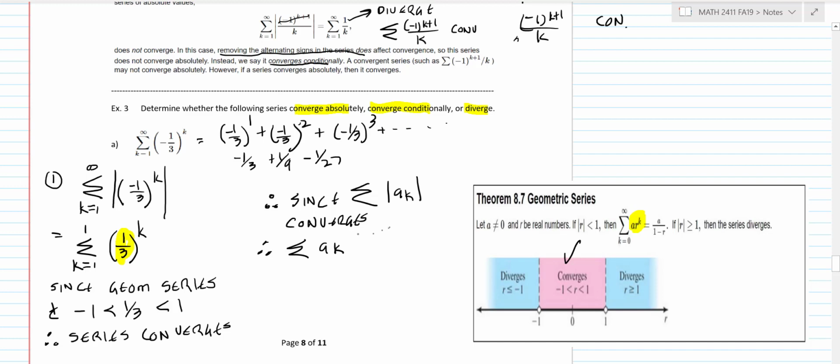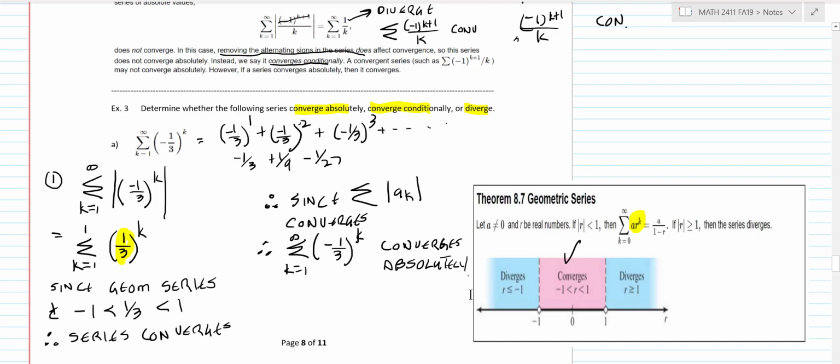All right. So let's just write it like this. I'll just state that the series we're analyzing, the sum of (-1/3)^k from k equals 1 to infinity, converges absolutely. Okay, so that's a pretty simple, straightforward example.